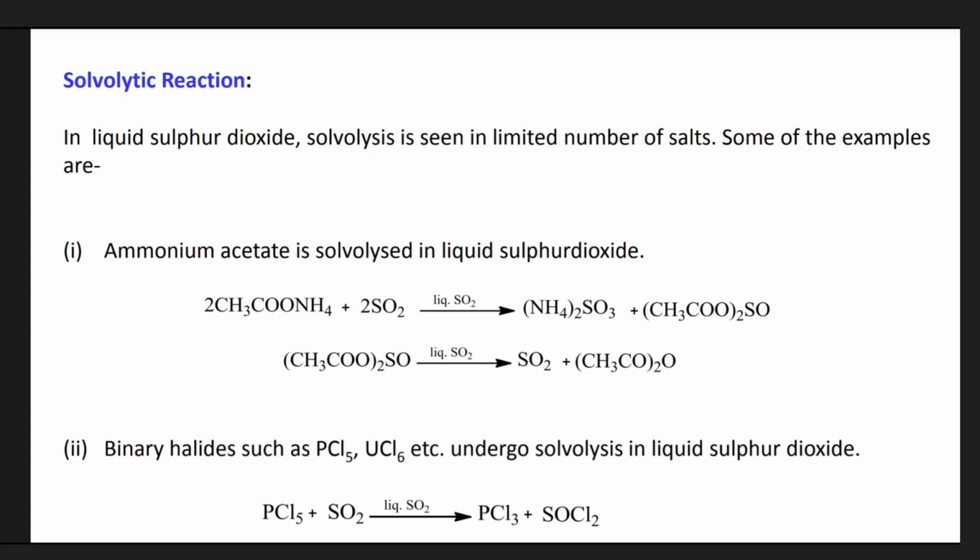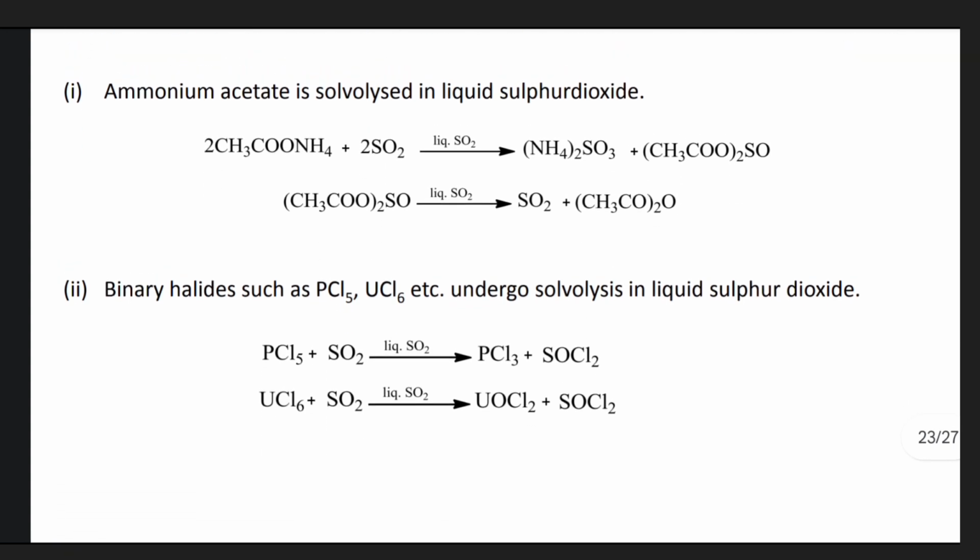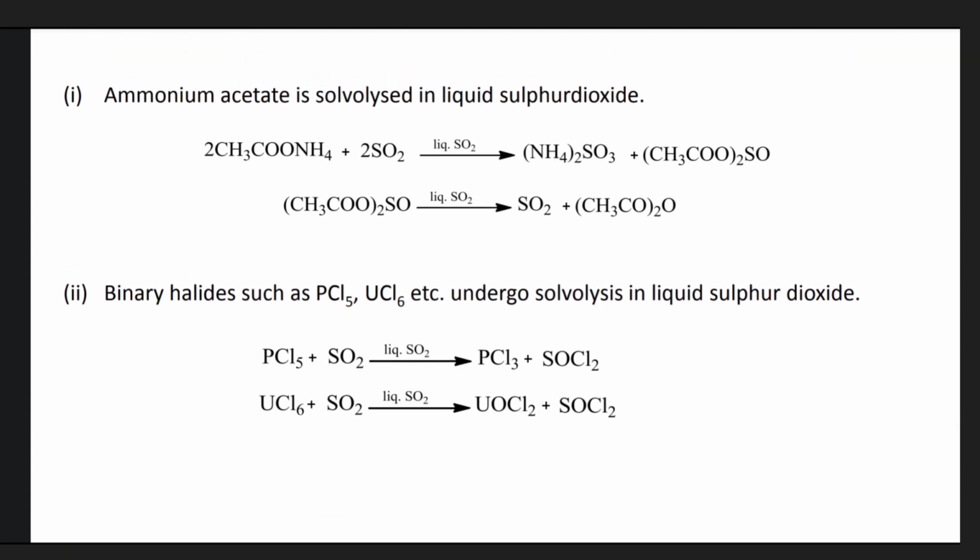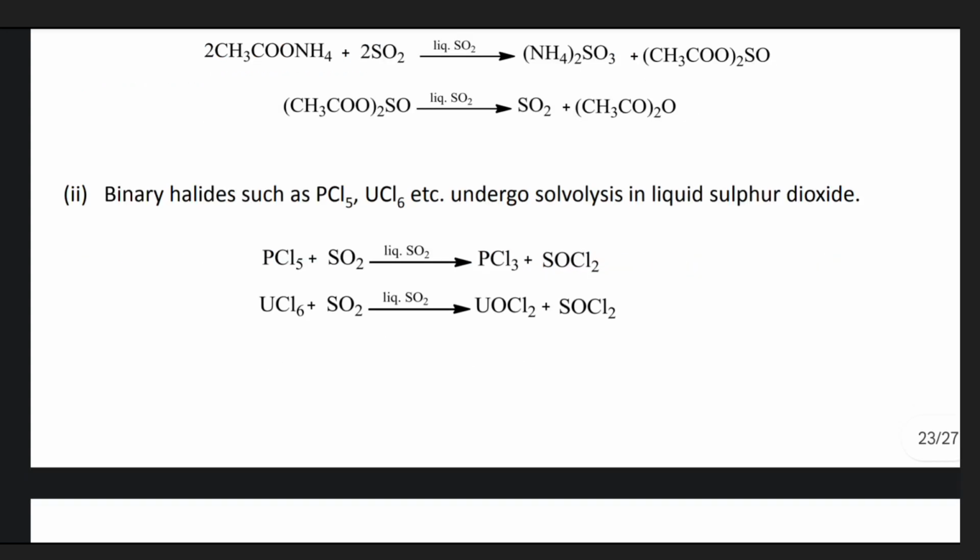So, ammonium acetate plus sulfur dioxide in liquid sulfur dioxide gives out ammonium sulfite plus (CH3COO)2SO. When this compound further combines in liquid sulfur dioxide, we get sulfur dioxide plus acetic anhydride. Second, binary salts such as PCl5 and UCl6 undergo solvolysis in liquid sulfur dioxide. So, phosphorus pentachloride plus sulfur dioxide gives out phosphorus trichloride plus thionyl chloride.